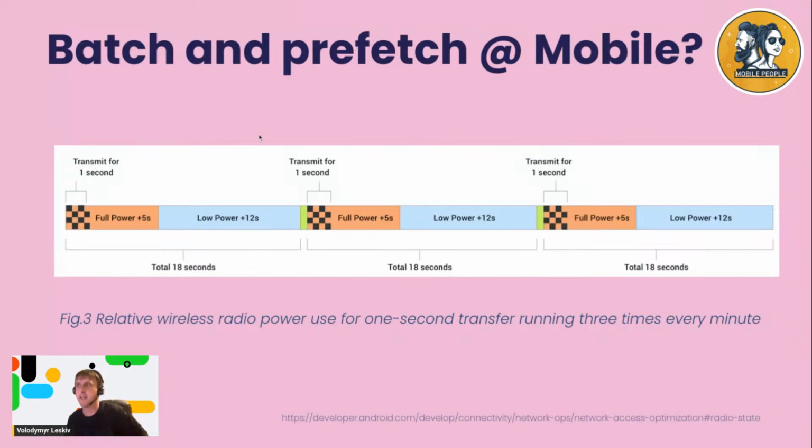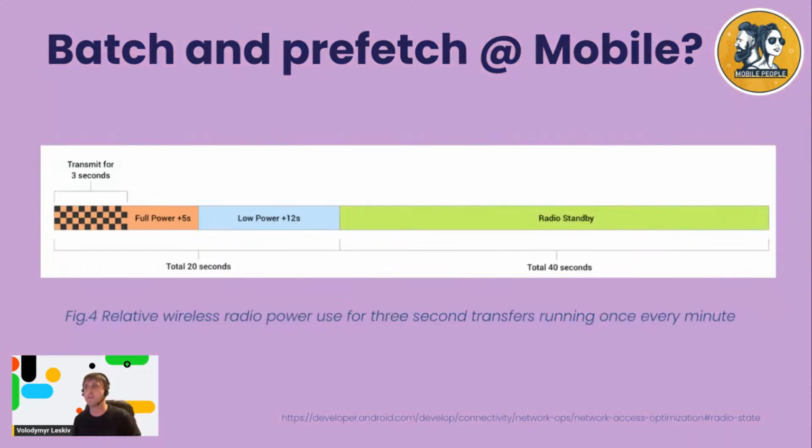Here in the picture you can see what I just explained, that we are usually in a state of draining battery. But if we batch all 3 requests into one, let's see what we have. We are transmitting 3 requests for 3 seconds, then as I said, full power for 5 seconds, and then low power for 20. And as you can see, 40 seconds win for your battery, and everyone is happy.